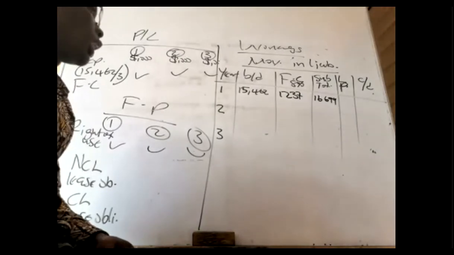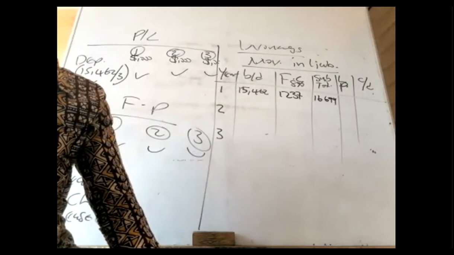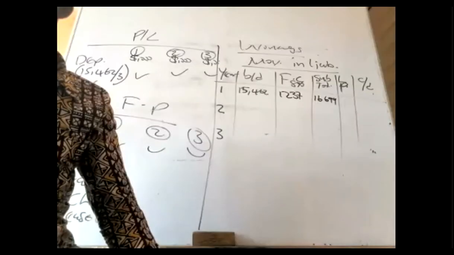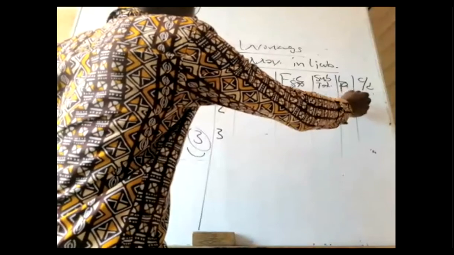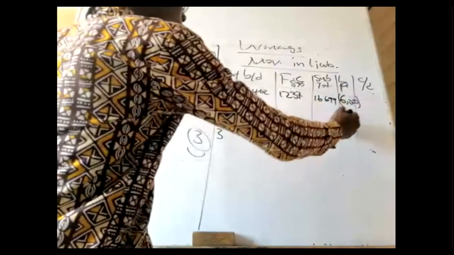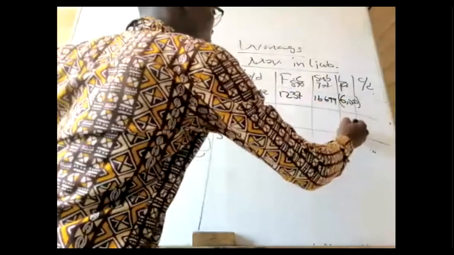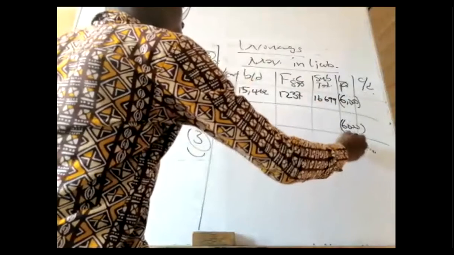699. Then the lease payment, let's pick the lease payment from the question. The lease payment is in arrears, 6 million, so that will be 6,000, right? So kindly put the 6,000 in here in brackets. Throughout all the years, it should be 6,000. So the same figure throughout.